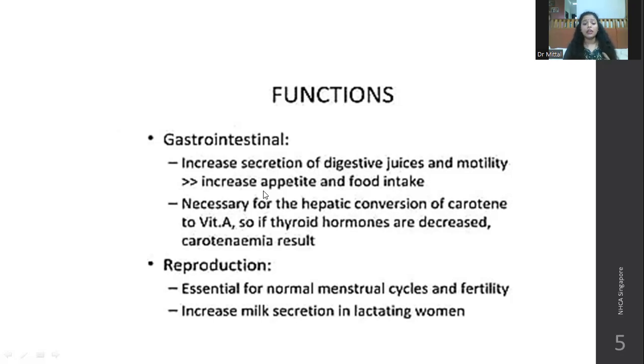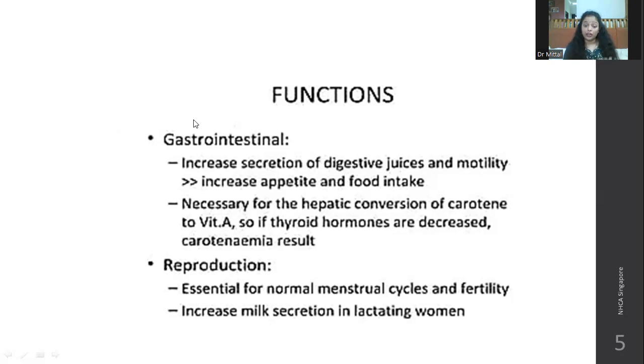Increased hepatic conversion of carotene into vitamin A. As I mentioned, carotene, beta carotene, is the format of vitamin A present in plants. The active form of vitamin A you will directly get from animal sources, but when you are having vitamin A rich food from plant sources, it comes to you in the form of beta carotene. To convert beta carotene into the active form of vitamin A, thyroid hormones are required.